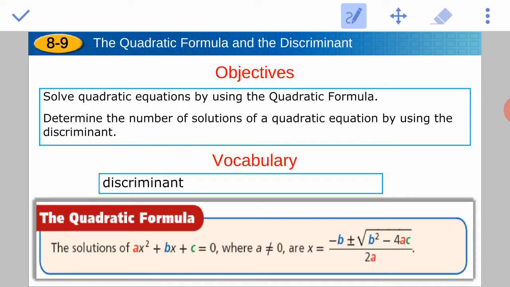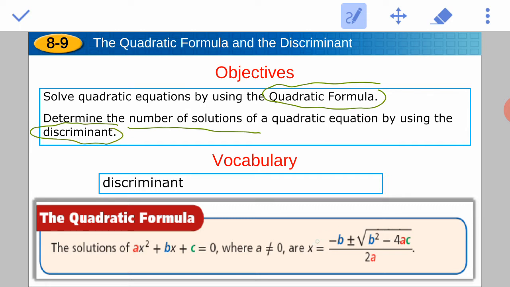Before this section, you studied how to solve quadratic equations by graphing and also by factoring. Today you're going to learn a new method of solving quadratic equations using the quadratic formula. Also in this section you're going to learn how to determine the number of solutions using something called the discriminant. Let's talk about the quadratic formula.